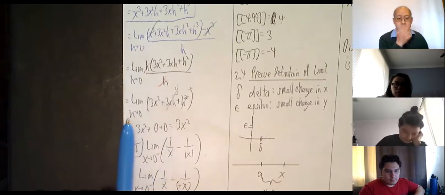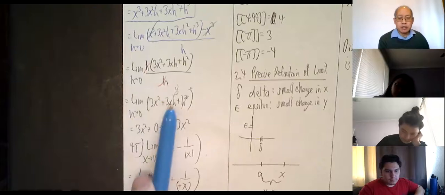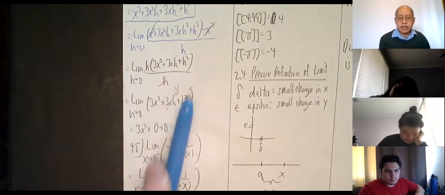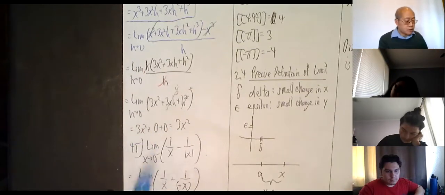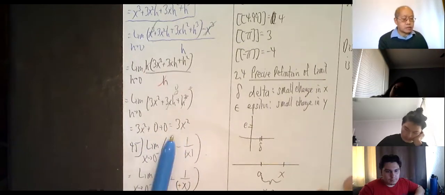Now, by direct substitution, let h be 0, not x, let h be 0. So put a 0 right there, and that term is nothing. Put a 0 there, and that term is nothing. The only thing left is 3x squared. So 3x squared plus nothing is just 3x squared. The final answer for this one is 3x squared. Okay.